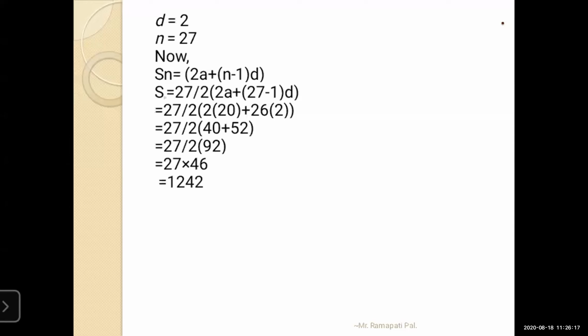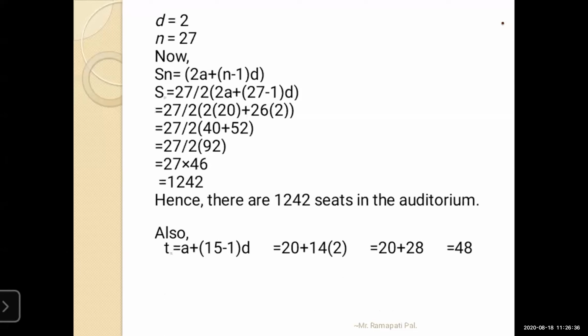Okay. Now we have to see how many seats are present at the 15th row, correct? The number of seats present at that position. Now we are going to use T15 is equal to A plus 15 minus 1 into D. 15 minus 1 is what? 14. D is what? 2. 14 into 2 is 28. We know A is 20. 20 plus 28 is 48. Therefore, the number of seats in the 15th row is 48. Yes, 48 seats are present on the 15th row.